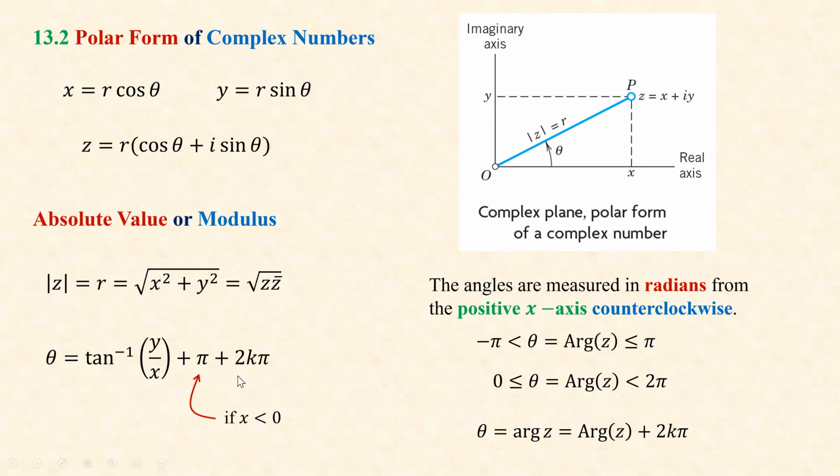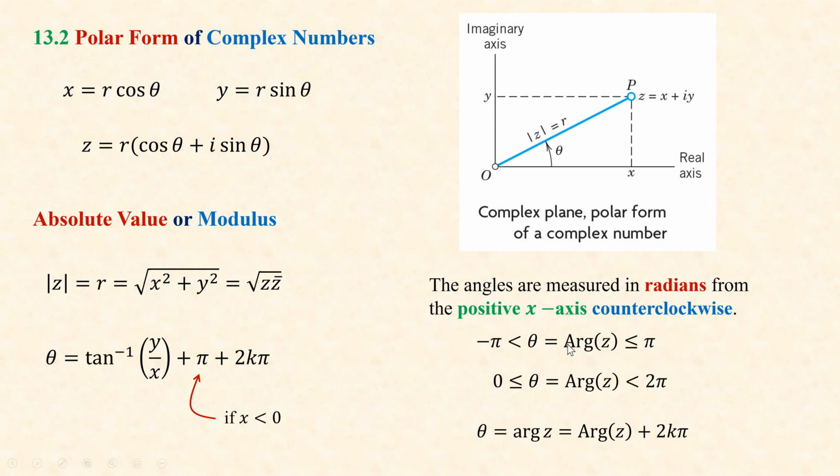And also, if you add 2k pi, meaning a multiple of 2 pi, to any angle, you get the same angle by turning around the circle multiple times. So these are all the same angle. And this is theta, multiple values for the same complex number.